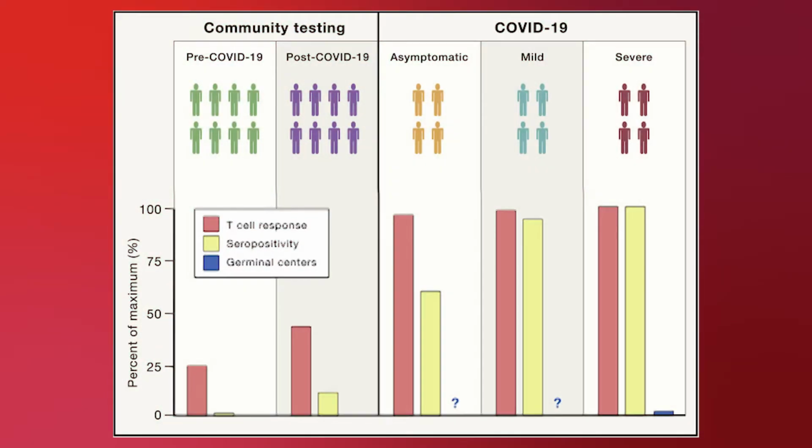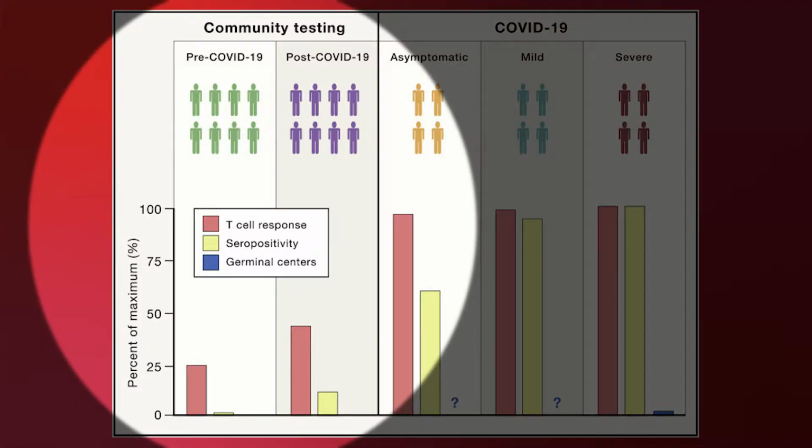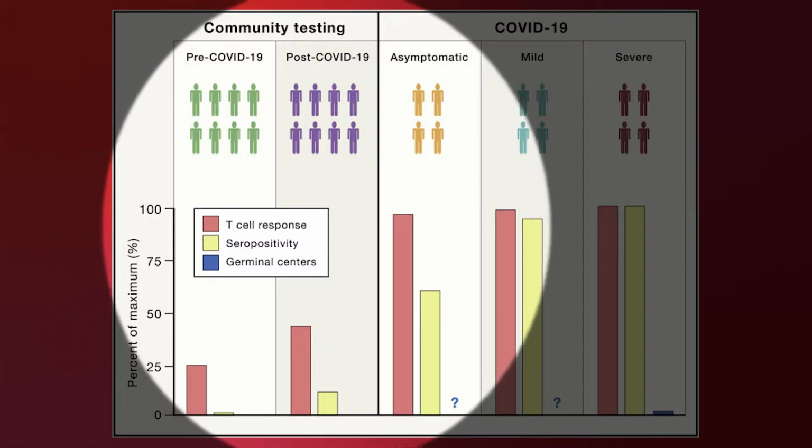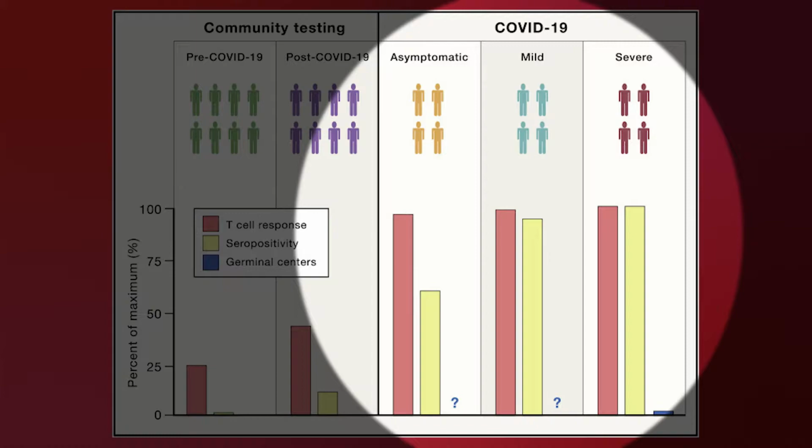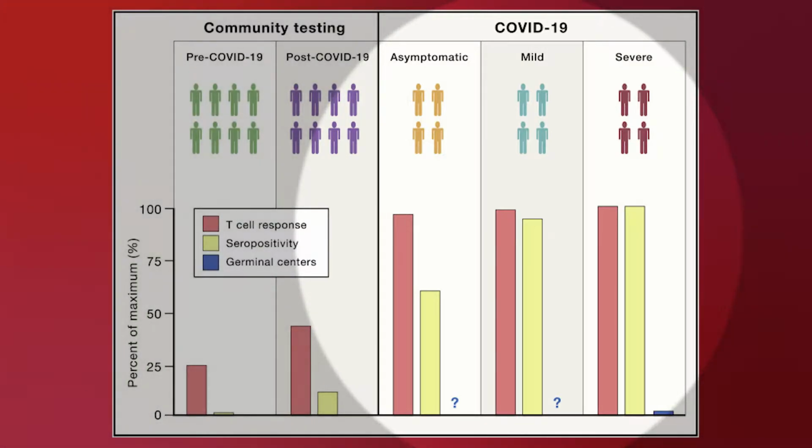So in this next graph, the red bars indicate T cell reactivity and the yellow bars indicate seropositivity, which is the presence of antibodies in the blood. This study found 25% T cell reactivity in blood samples collected in mid-2019, suggesting prior T cell immunity to the virus. Almost 50% of supposedly unexposed individuals showed T cell reactivity to the virus after the pandemic, suggesting a higher rate of asymptomatic infection than previously known. Throughout this figure, you can see that the seropositivity is significantly lower than the T cell response, which suggests that antibodies to COVID may wane over a short period of time.